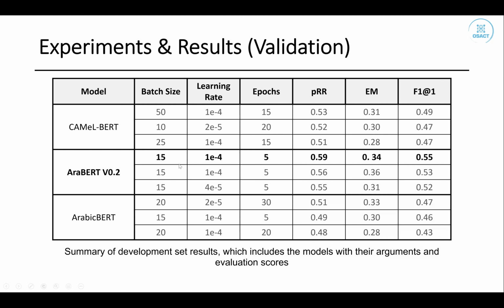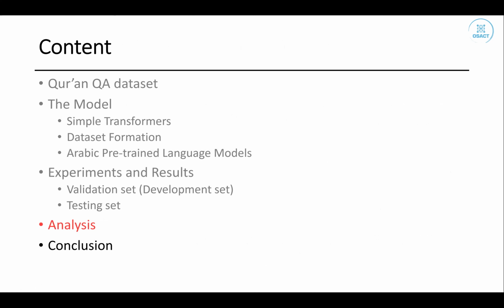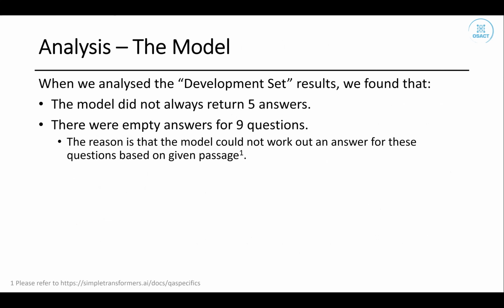Now, we used the same hyperparameters for the test. For the test set, we also just used AraBERT version 0.2. And this is the result that we have. It's close to the median, close to the average scores of all the teams that submitted to the test set. Now, moving on to the analysis part.